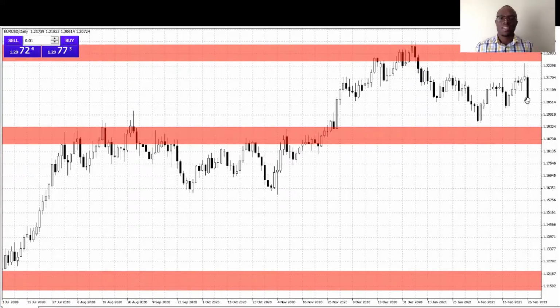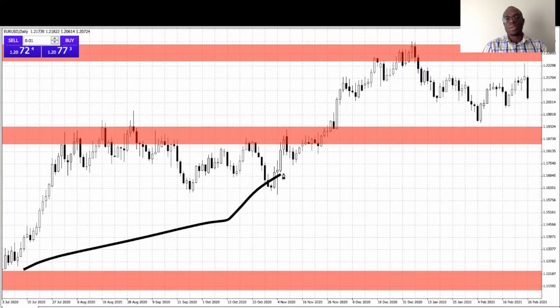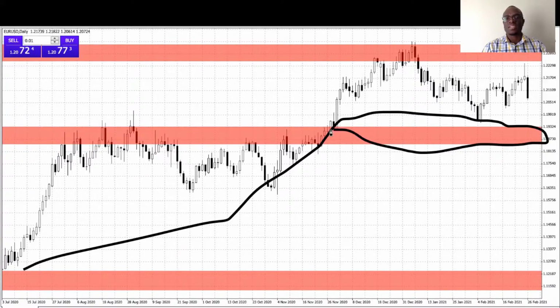Now we move on to the daily chart. What we can notice is that the price, being in a bullish trend, came and broke this zone, right? But after breaking this zone, it never retested it. So what we're expecting is that the price is supposed to come and retest this zone as a support level.